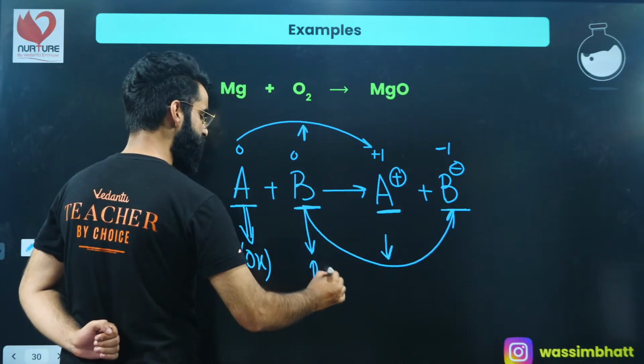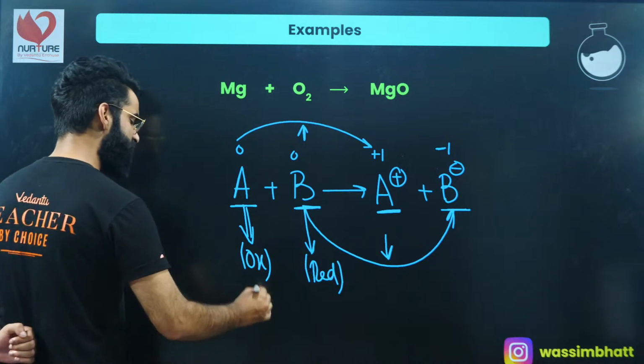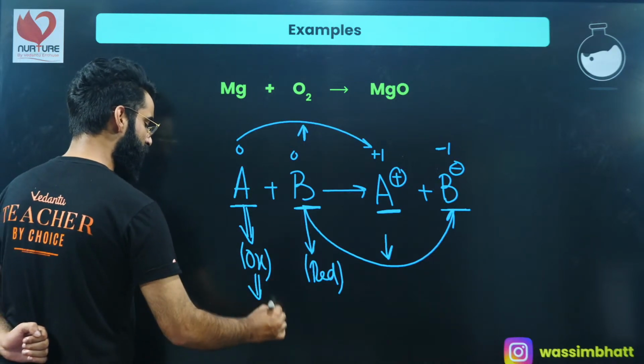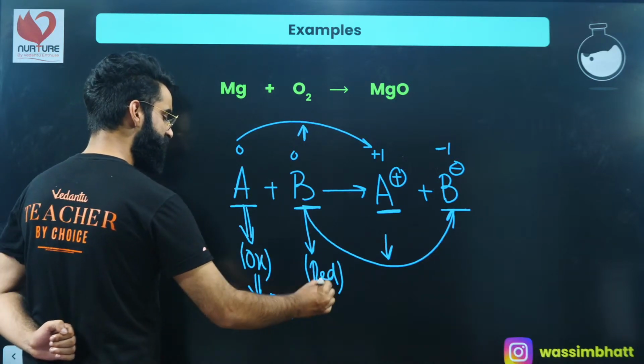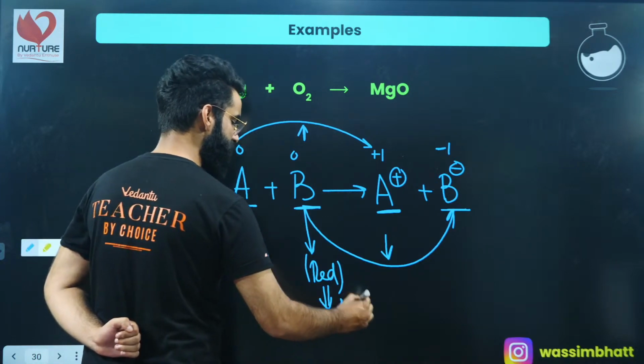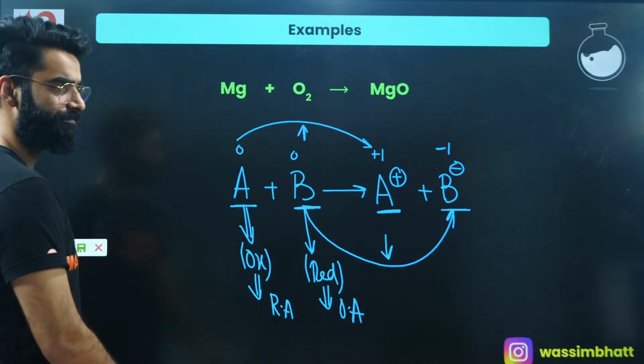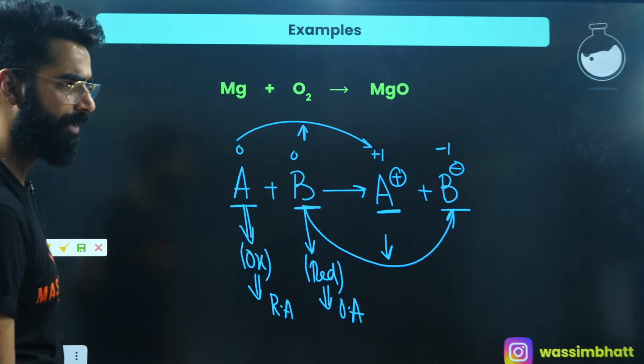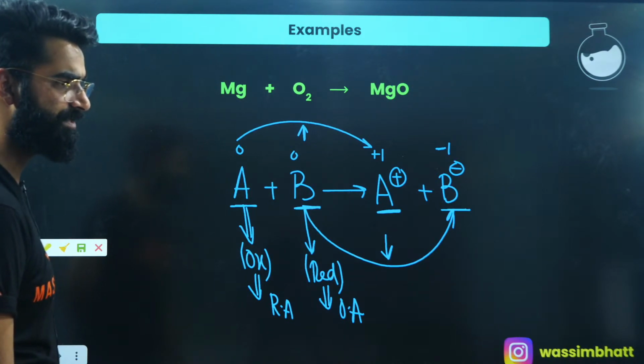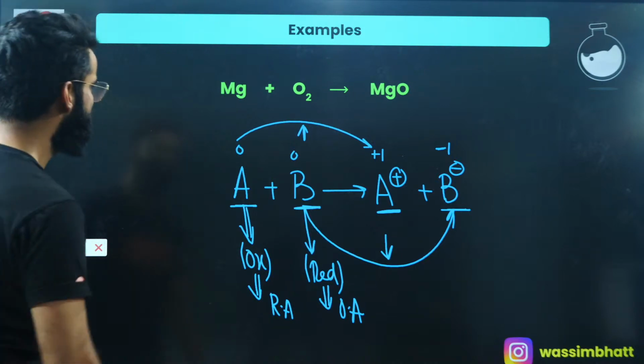B is undergoing reduction. Remember, that substance which undergoes oxidation is what I call a reducing agent, and that substance which undergoes reduction is what I call an oxidizing agent, in short, right? Okay? I'm sure every single thing is clear till here, right?